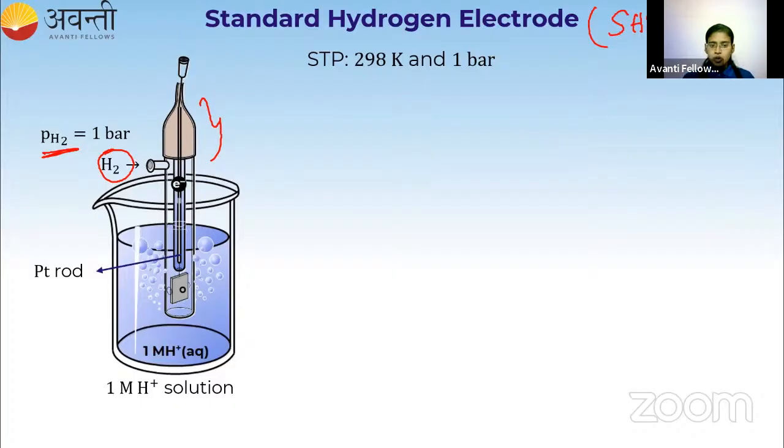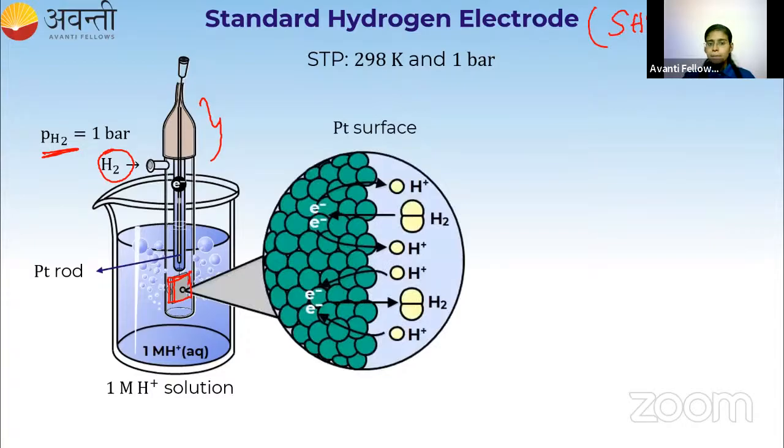At the bottom of this rod, you can see a metallic block. It is a platinum metal actually. That is the surface of the platinum metallic block in which oxidation and reduction take place. Got it? So if a cell is set up at 298 Kelvin and 1 bar pressure, then that platinum electrode is called the standard hydrogen electrode.